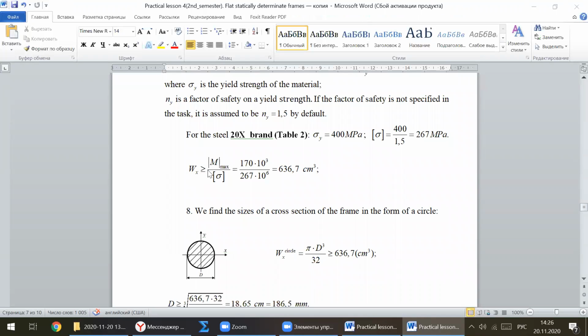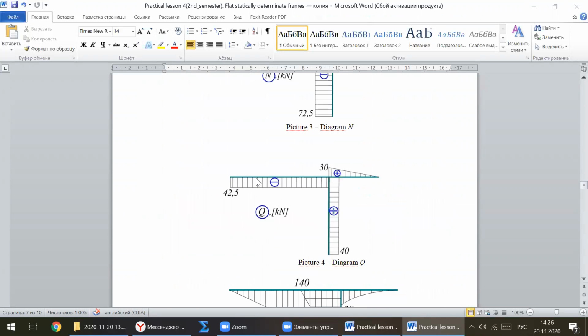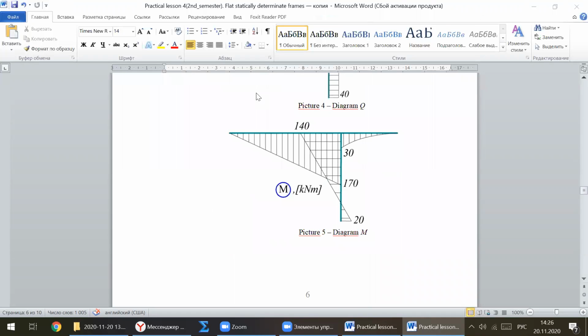And the Wx, the necessary resistance moment, is bigger than or equal to Mmax, the maximum, divided by the allowable stress. Mmax from the diagram of bending moment is 117. This is the maximum value.